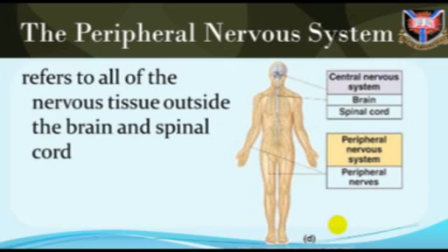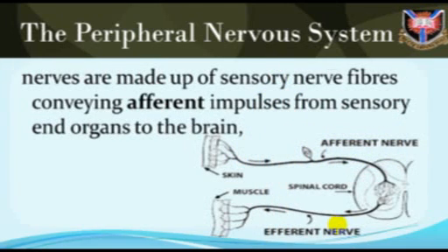The peripheral nervous system. The peripheral nervous system, PNS in brackets, refers to all of the nervous tissue outside the brain and spinal cord. It includes the cranial nerves apart from the optic nerves, the spinal nerves, and the autonomic nervous system. It encompasses those neurons that connect the central nervous system, CNS in brackets, to the receptors, muscles, and organs at the periphery of the body.